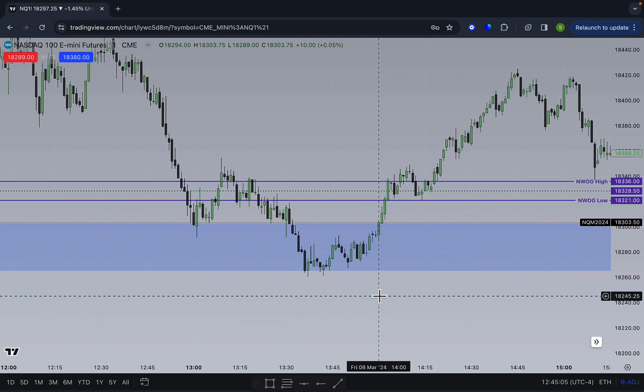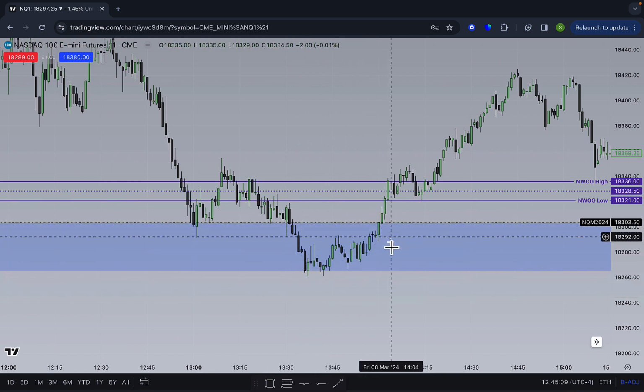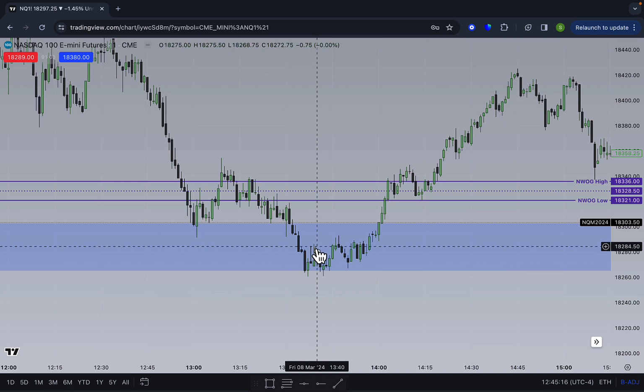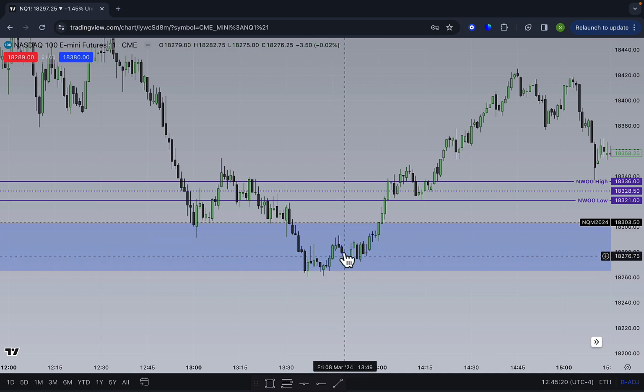And then here we have this price action here. Okay, we have market structure shift higher, taking out this swing high here. With this move, we get our fair value gap.